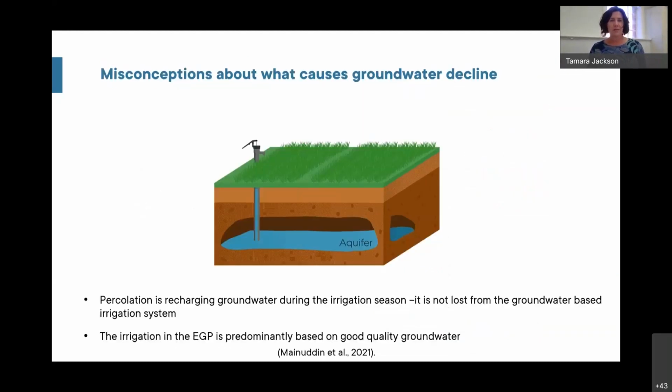The second message is about misconceptions about what causes groundwater decline. There's a misconception that when groundwater is used for irrigation, everything that's pumped is lost, which is actually not true in a place like the Eastern Gangetic Plains, which has shallow groundwater of good quality. So water that's not used by plants contributes to recharge and can be used by others in the system. The true loss from the system is in evapotranspiration. So reducing farm level water use does not necessarily reduce evapotranspiration, and hence water use at a regional scale.